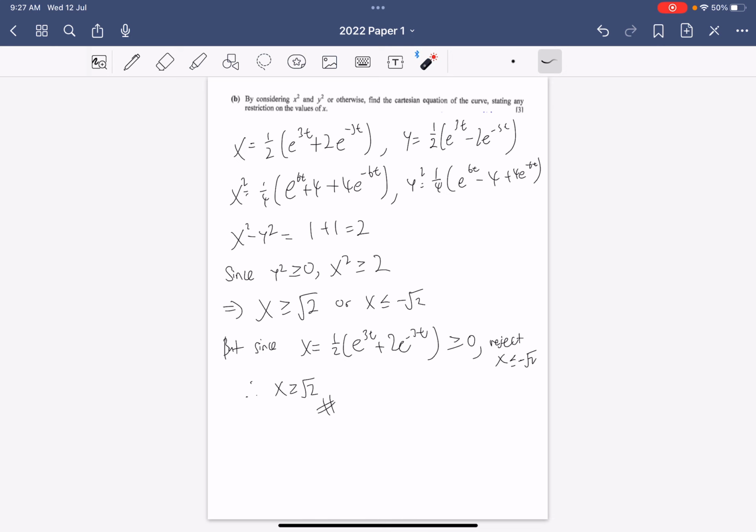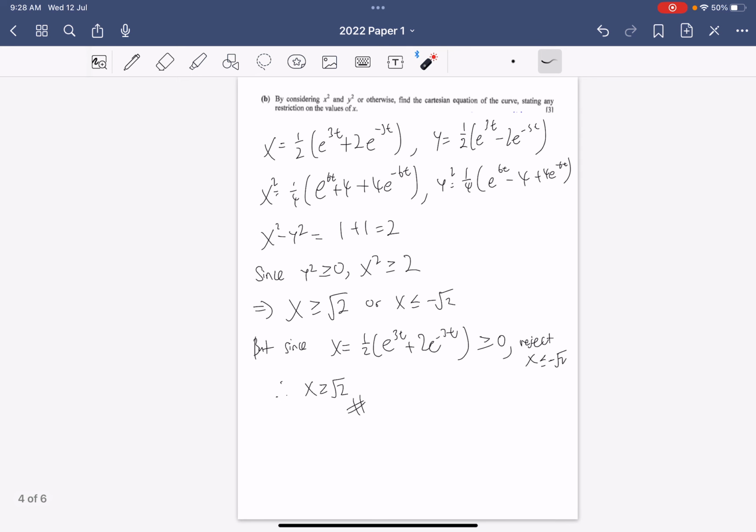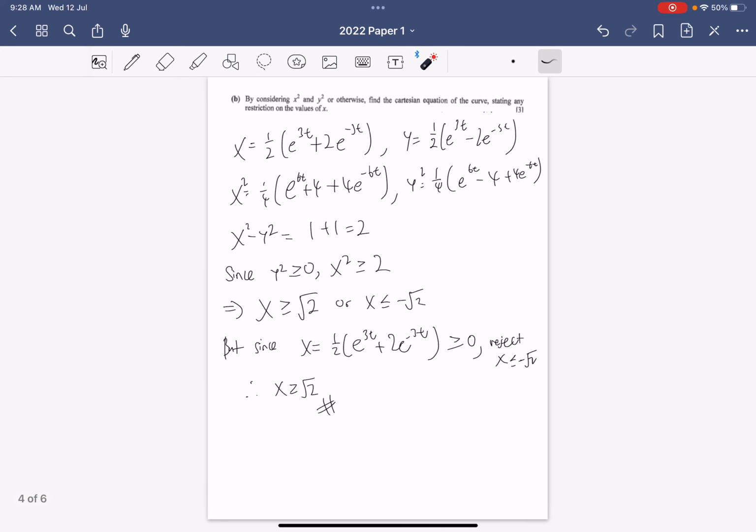So for 3 part B, now they tell you to consider x squared and y squared, or otherwise, to find the Cartesian equation. And then state any restriction of the values of x. So basically, they already told you to consider x squared and y squared. So let's just do that first and see whether it gives us a possible alternative if we cannot use x squared and y squared. So just take x squared and you get the following.